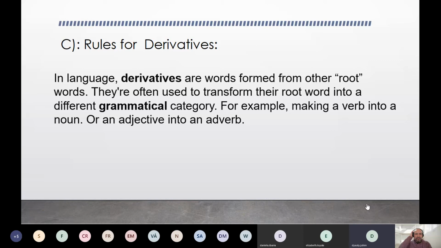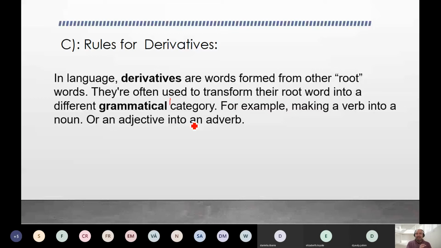Thank you so much. Exactly. So we have a root, and we attach other small words, like particles. If you attach them before the root, they are called prefixes. If you attach these words after the root, they are called suffixes. And as Jolie read, they are often used to transform the root word into a different grammatical category. Can you believe that? So it's a different part of speech.